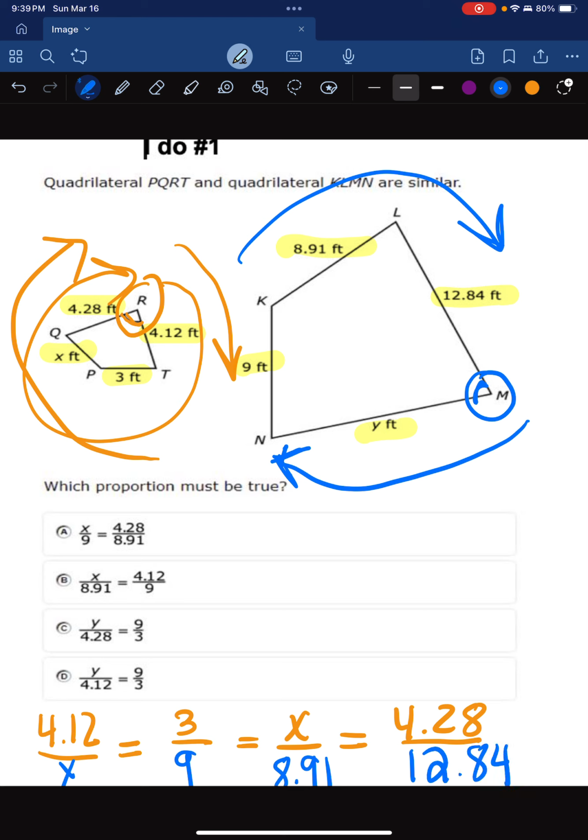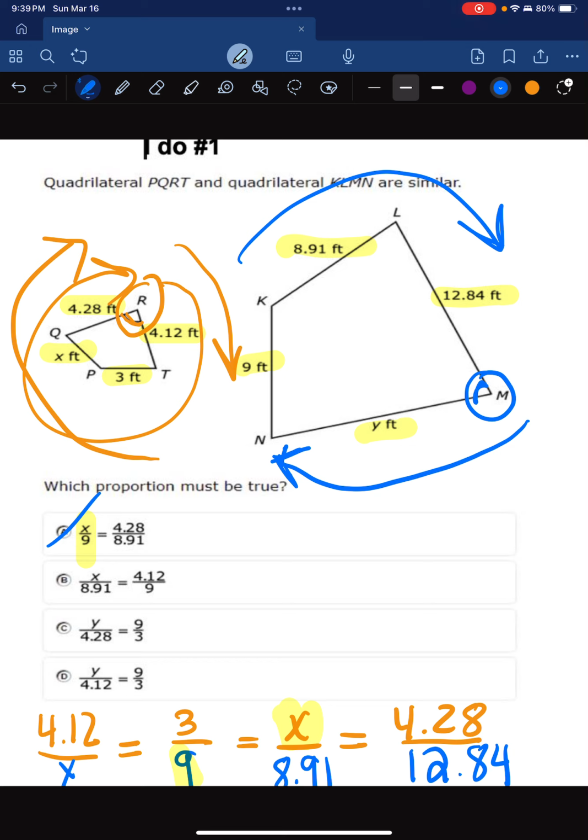Okay, so now we have to choose our answer choice, which one of these is correct. And we do that by comparing the proportions in the answer choices with what we wrote down. So for A, we see x over 9. But do you see that x and the 9 here are not together? So that tells me that this is not a correct answer.